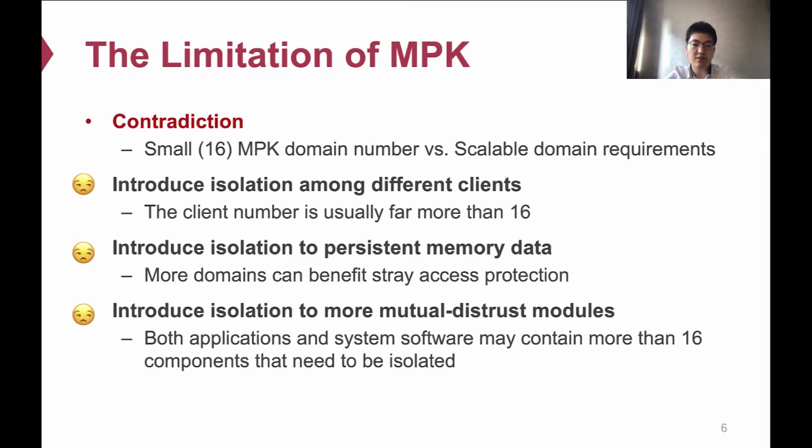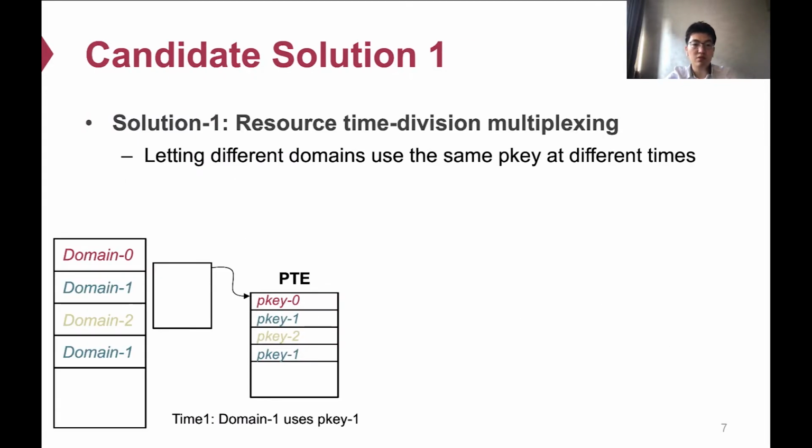Third, both applications and system software may contain more than 16 components that need to be isolated. For example, popular applications use scores of third-party libraries. The root cause of why MPK can only support 16 memory domains is that each domain needs to exclusively take one PK, while the hardware only supports 16 PKs in all.